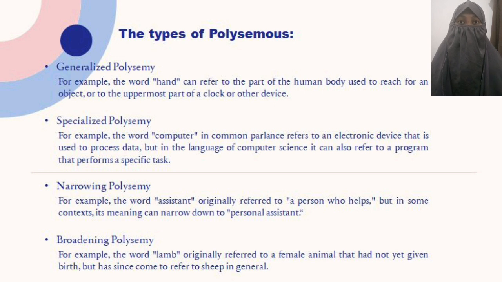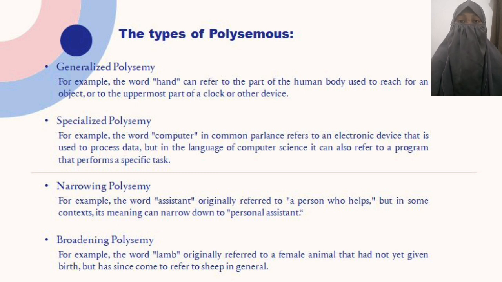Next, specialized polysemy occurs when the additional meaning of the word only applies in a certain context or in a certain field. For example, the word computer in common parlance refers to an electronic device that is used to process data, but in the language of computer science, it can also refer to a program that performs a specific task.